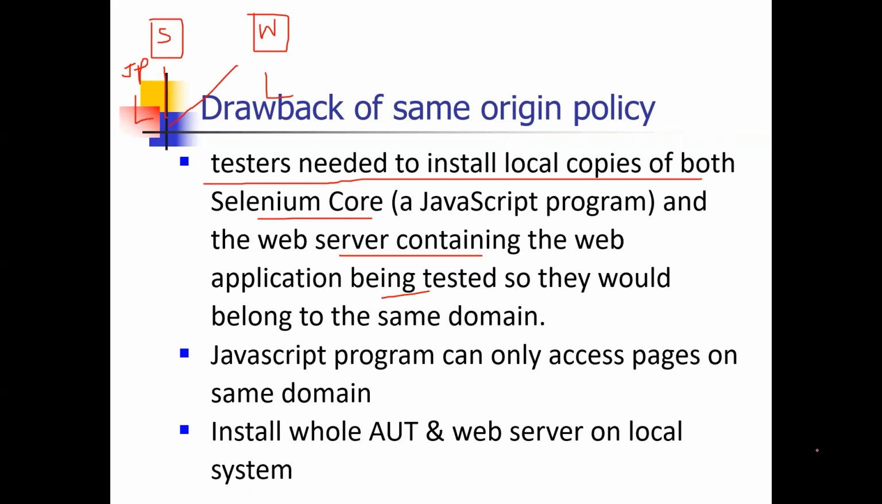Means you are writing a Java program for Google and you are testing the application on Google only. Otherwise, you can say you are writing a Java program for Yahoo and you are testing the application on Yahoo. So how will you ensure that if you have the local copies of both? In this case, testers needed to install local copies of both Selenium Core, where you are writing the JavaScript program, and the server where you are doing the testing, so that you can ensure that both are the same code.